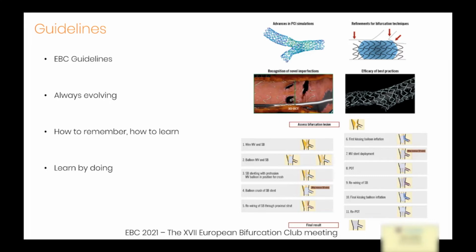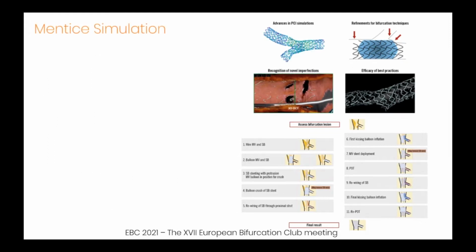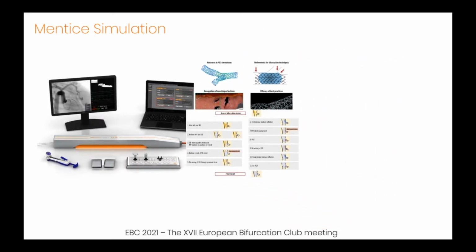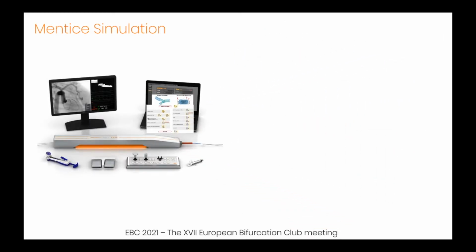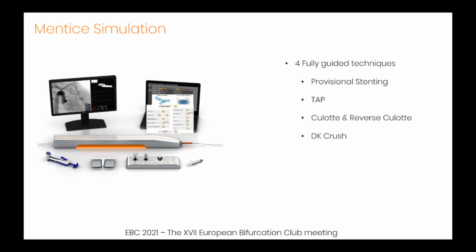But learning by doing the traditional way can come at a cost if done incorrectly. However, on a virtual patient, there is no risk, no time limit, and you can repeat the same thing over and over until you master it. So for these reasons, we have integrated the EBC guidelines into our simulation, walking the operator through the steps of correctly performing these techniques. We currently have 4 different cases with automatic built-in guidance that tells and shows the operator how to perform some of the most common bifurcation treatment techniques.